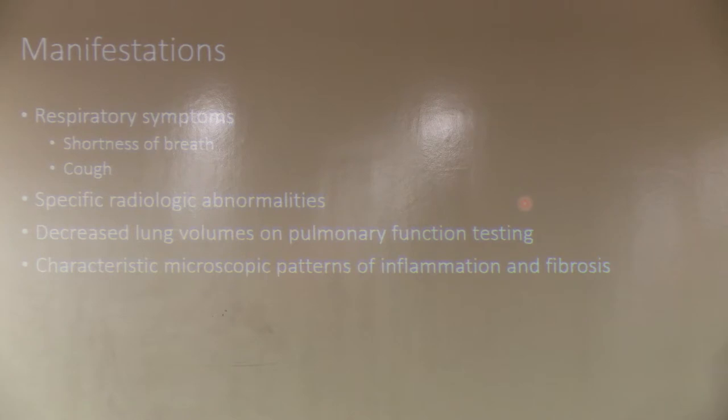So how does it manifest? How do you suspect it? Unfortunately, the symptom for interstitial lung disease is far too common. It's shortness of breath. You can have it with anything: COPD, asthma, pulmonary hypertension. So it's really not specific. You can also have cough, which again is really not specific as well. That's when the radiologic manifestations come in. People can have a certain pattern of inflammation, or pattern of X-ray findings, that can clue us doctors in that, hey, you probably have an interstitial lung disease. Let's do further testing.